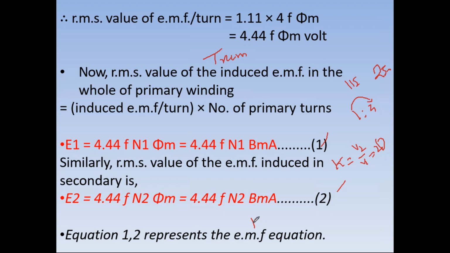Now the transformation ratio we can represent in terms of voltage as V2 divided by V1. In terms of induced EMF we can represent E2 divided by E1. In terms of the number of turns, N2 divided by N1. And in terms of current we can represent I1 divided by I2. Now these three parameters are similar but current is different. Why? Because in a transformer when voltage is high, current will be low, and when voltage is low, current will be high. That is the difference happening in the transformer. So that's why these two parameters are interlinked to each other.